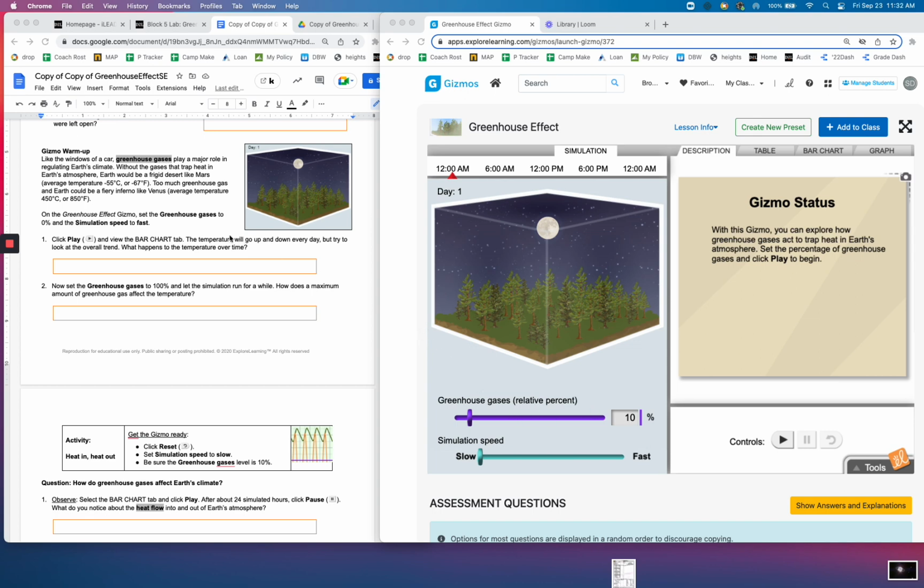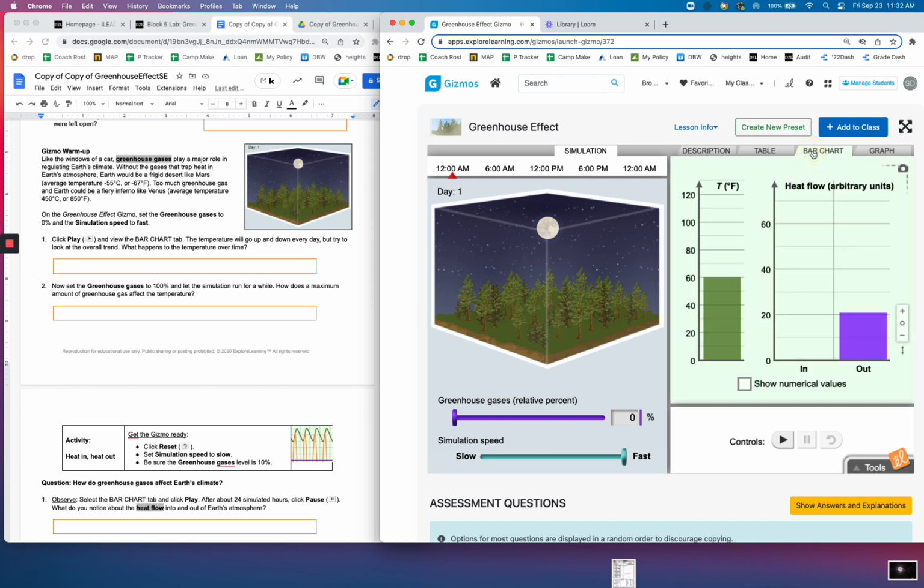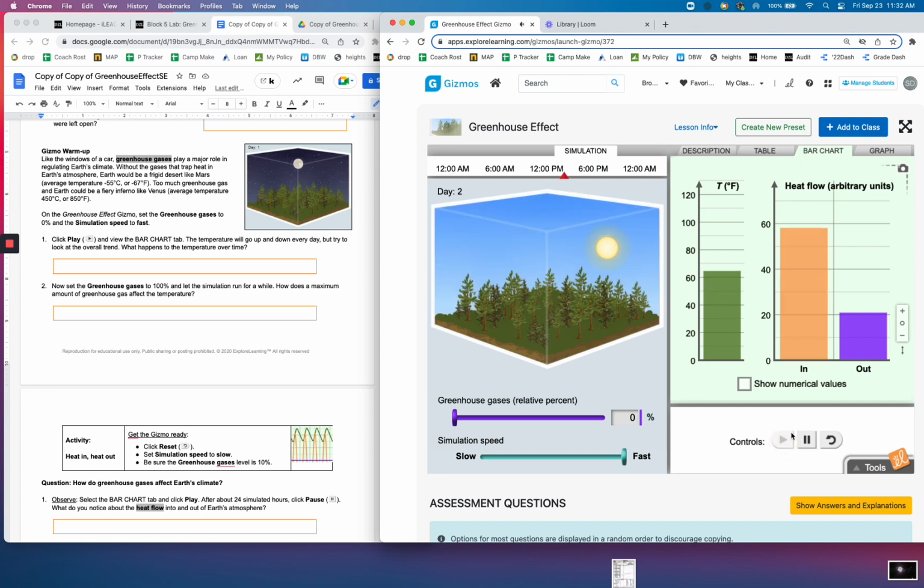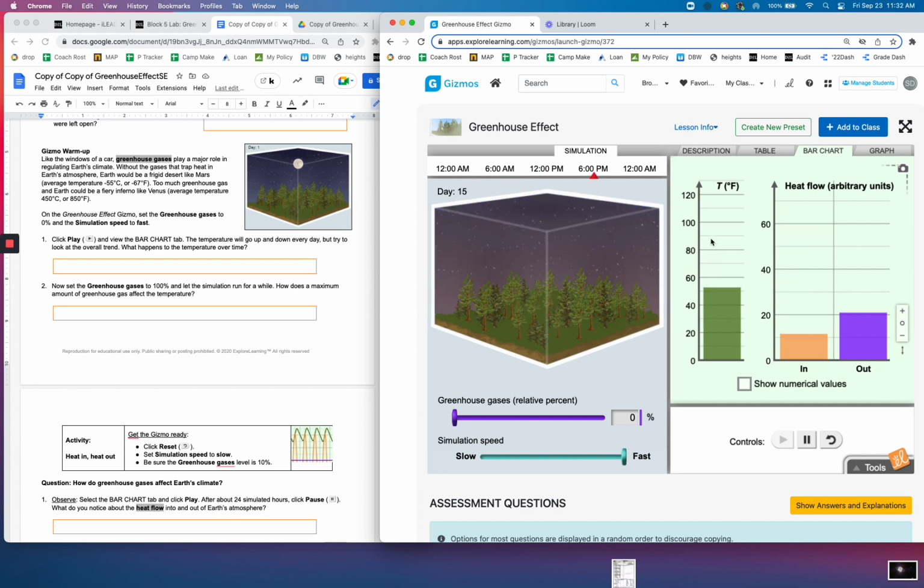So for the greenhouse gas, it says to set it to 0. I can either move the bar or I can write the number in. Then I'm going to put the simulation speed to fast, click play, and have the bar chart showing, and I'm going to see what's happening to the temperature over time. This is the general trend of the temperature: it's moving up and down, but it's not really going higher or lower. It's staying within a range.